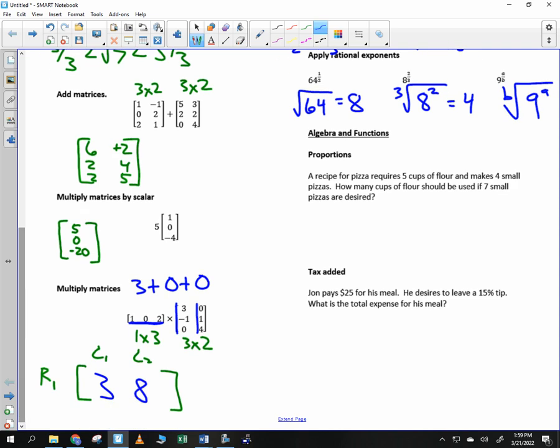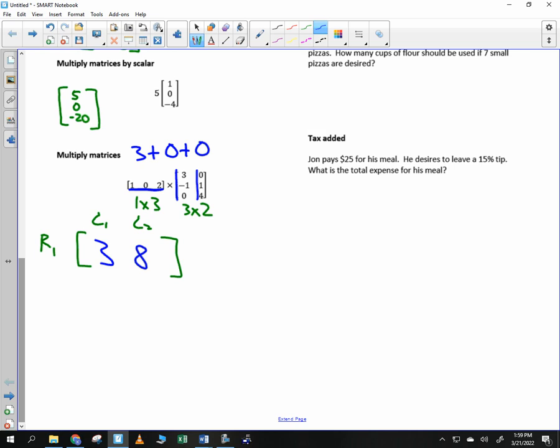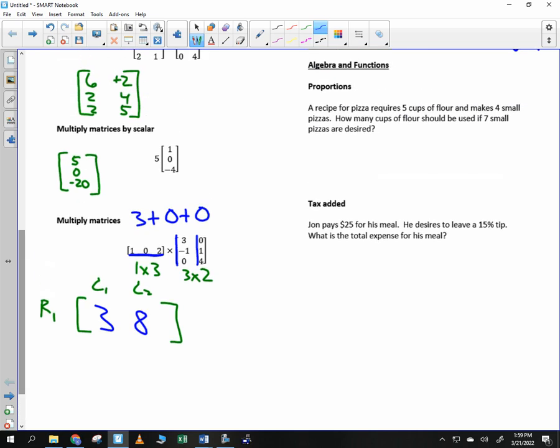All right, algebra and functions. Let's move along. We are going to set up some proportions. So you answer this question on your own. A recipe for pizza requires 5 cups of flour and makes 4 small pizzas. How many cups of flour should be used if 7 small pizzas are desired? See what you come up with. Take about 30 seconds. Go.